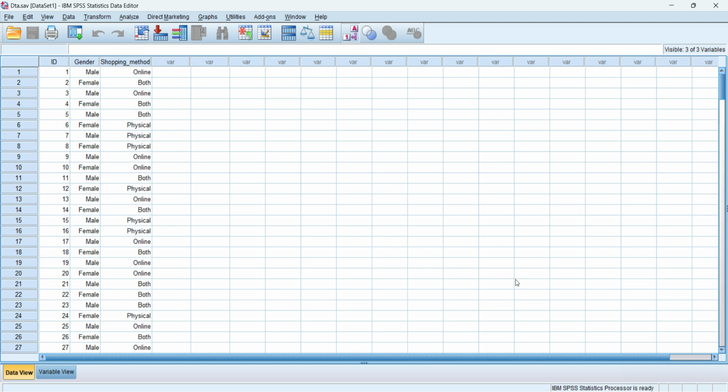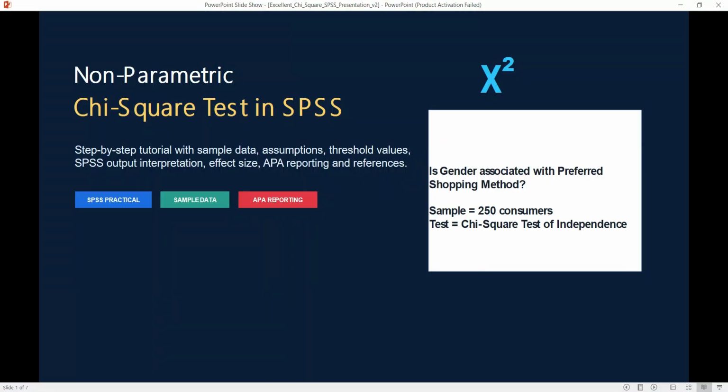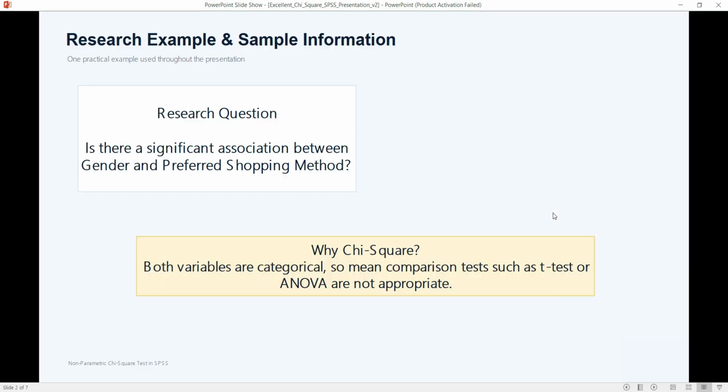So we also go through the things on our PowerPoint presentation. Because this is a non-parametric chi-square test of independence, we will perform it in SPSS. According to our data, we will answer the research question: is gender associated with preferred shopping method? We will answer this question according to our results. There are 250 consumers as sample size. As I explained before, this is our research question: is there a significant association between gender and preferred shopping method?